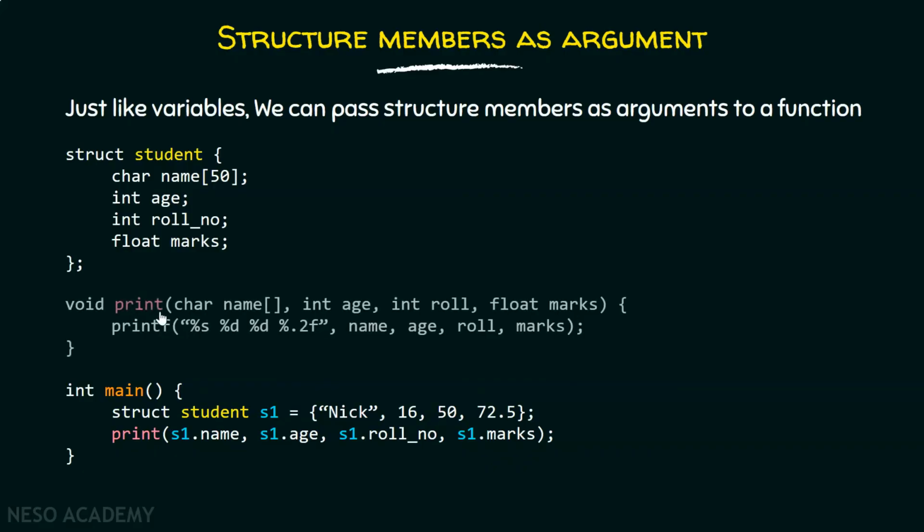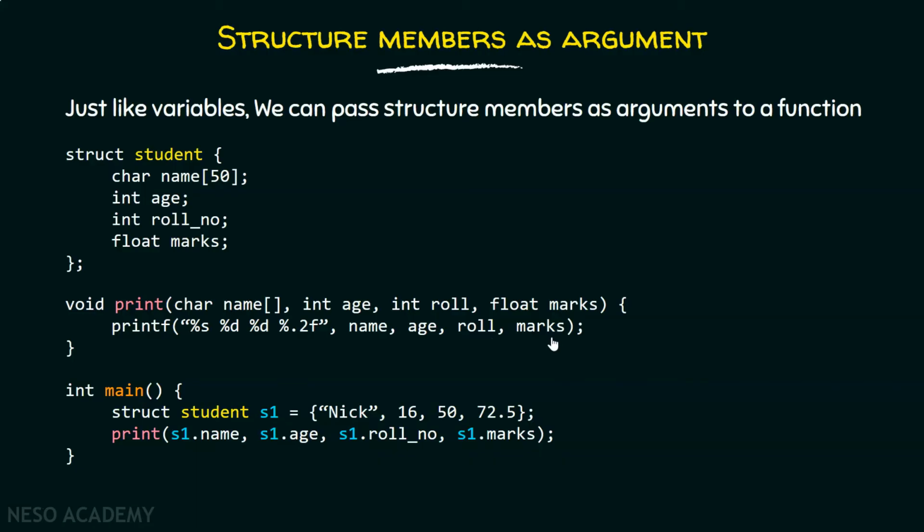Here, you can see the declaration of the print function. It consists of these 4 parameters. Obviously, they will receive the values which I'm passing over here. Here you can see I'm passing s1.name, then s1.age, s1.rollnumber, and s1.marks. These parameters will receive them in this order, right? This printf function will print all the values of the members on the screen. The name will get printed first, then age, then roll number, and finally marks.